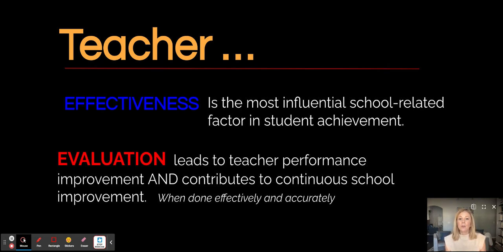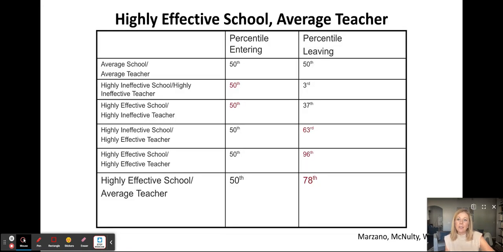Let's go back to the idea that the teacher and what happens in the classroom is the most influential factor in student achievement. And we also know that evaluation and supervision can facilitate the conditions that can lead to improved teacher performance. It also can contribute to continuous school improvement, when it's done effectively and accurately. So an outcome of the course is to prepare you with the knowledge and the skills to be able to engage in supervision and evaluation effectively and accurately.